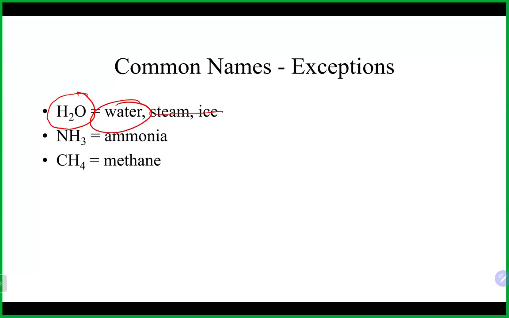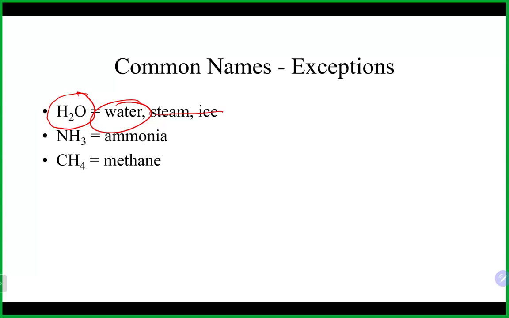NH3 is ammonia, and NH3 should not be confused with an ion we will see later on, which is NH4+. So there is something that looks very similar to it. But this has no charge, it's neutral, it's ammonia. It's actually a weak base, believe it or not. It's a weak base and a weak electrolyte.